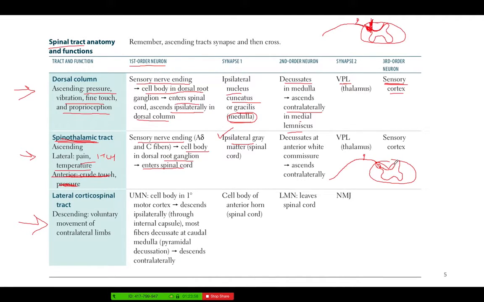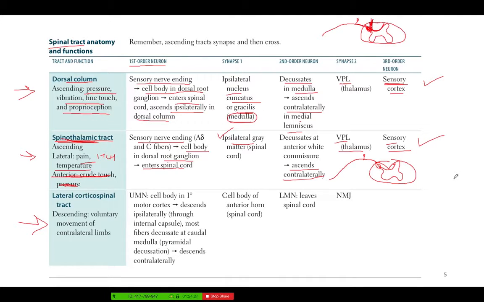Okay, so we said that for dorsal column, it doesn't cross over until we get to the medulla. For spinothalamic, it crosses over immediately. As soon as it gets to the spinal cord, it crosses over. Okay, it's going to ascend contralaterally on the opposite side. Where does it synapse? Same spot in the thalamus, and the third order neurons in the sensory cortex. That's convenient. It's the same thing as the previous tract.